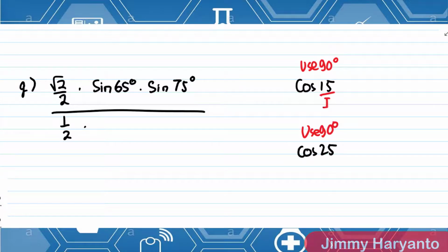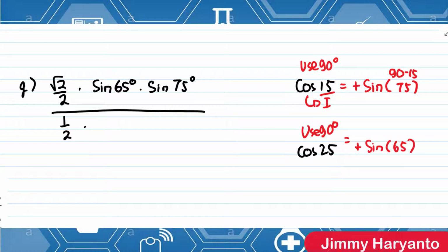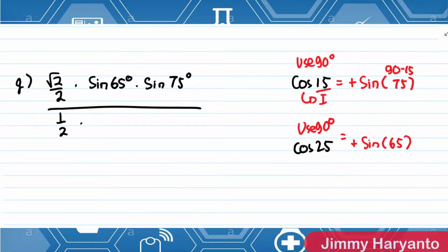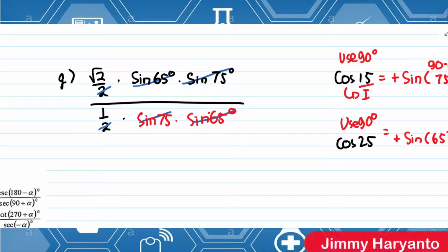Okay, this one is quadrant 1. Cos in quadrant 1 will be positive, and then the cos will be changed into sine. 90 degree minus 15, it will be 75. For this one is also positive, sine 90 minus 25 equals to 65. So the first one will be sine 75, and the second part will be sine 65. Wow, we can cross out sine 75 and sine 65, and then also the half. So the result is square root of 2.